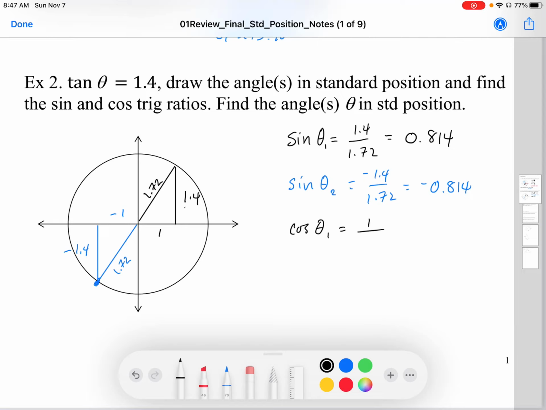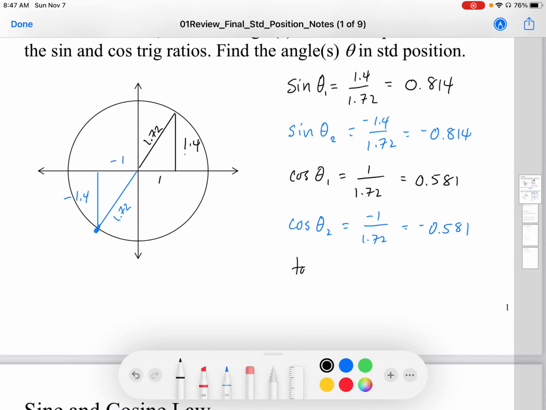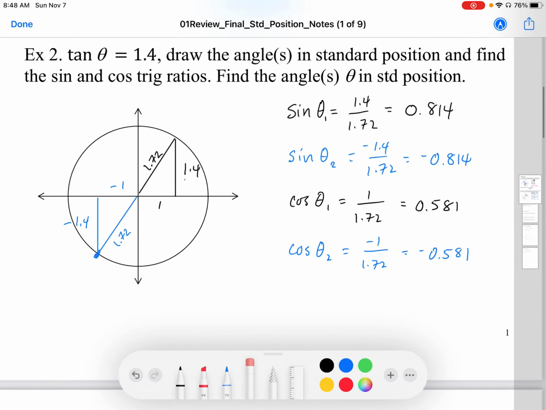The cosine ratio, we're going to have 1 over 1.72. And so 1 divided by 1.72 is going to give us the decimal ratio of 0.581. And then we also have the cosine ratio for the other position, which is going to be -1 over 1.72. And that works out to -0.581. And then lastly, we have tan. We've already been given the tan ratio, and we know it's positive, so I'm not going to bother writing that one down. So the sine and cos ratios have been given.